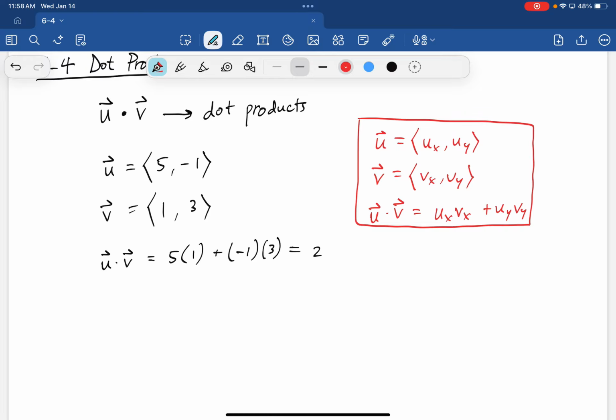X times X plus Y times Y, X squared plus Y squared. So just let u equal this thing here, and then try to calculate the magnitude, and then u dot u as well, to see what the relationship is.